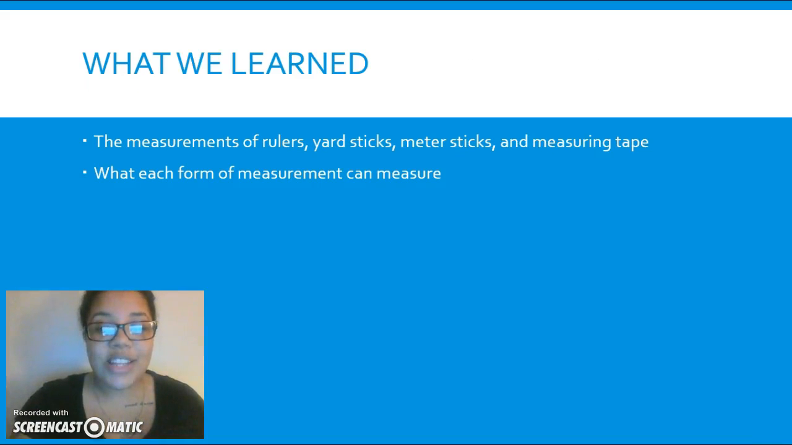Now, let us review what we learned today. We learned each measurement of a ruler, yardstick, meter stick, and measuring tape. We also learned what we can use each form of measurement for. A ruler is used to measure small things. A yardstick is used to measure things that a ruler can't. A meter stick is used for items that cannot be measured by either a ruler or yardstick. Measuring tape is used for things that cannot be measured by any previous forms.